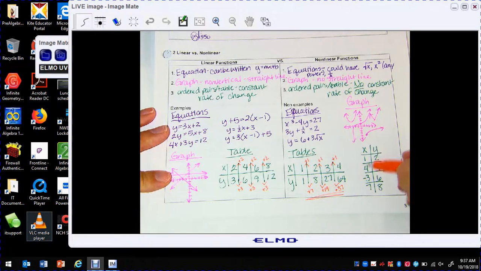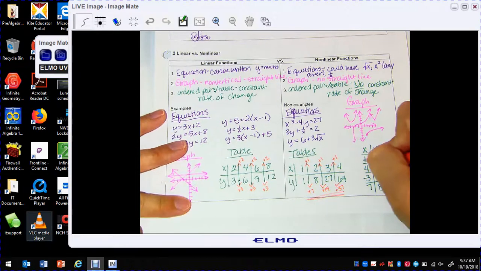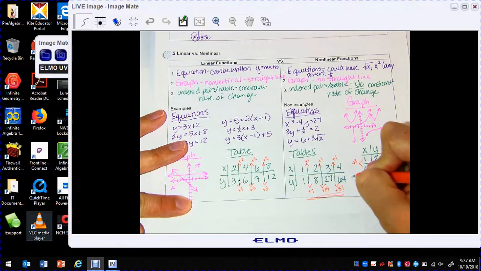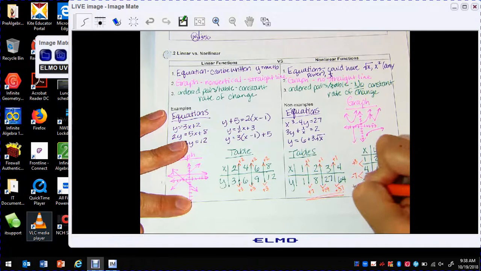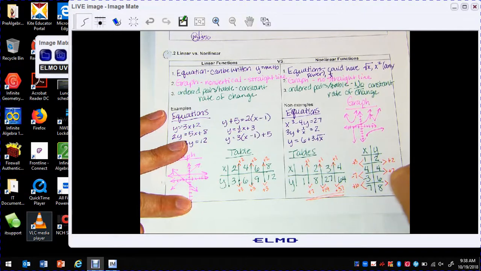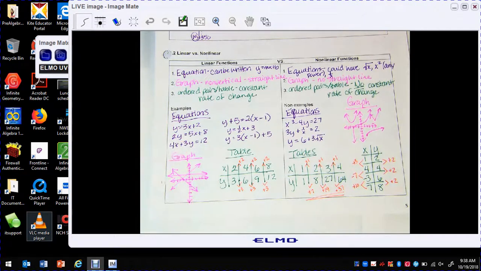And then if you're given a table vertically like this, well, let's see, I add 3 to get from 1 to 4. I subtract 7 to get there. And then I'm going to add 10 to get there. Okay? Not constant, even though the y's are. They add 2 each time. But since they both aren't, then I know it is not a linear function.